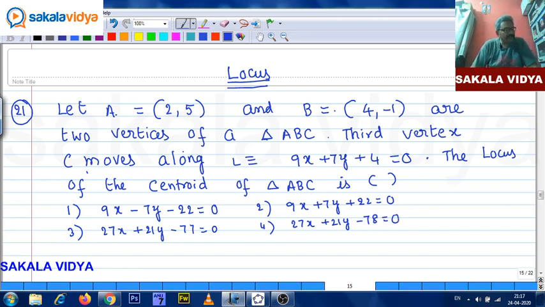Yes, Surya Prakash, take it for granted. Right. Don't give the numbers and so on. Okay. A equals 2,5, B equals 4,-1 are the two vertices of triangle ABC. The third vertex moves on this line, then we need to find the locus of the centroid of triangle ABC.